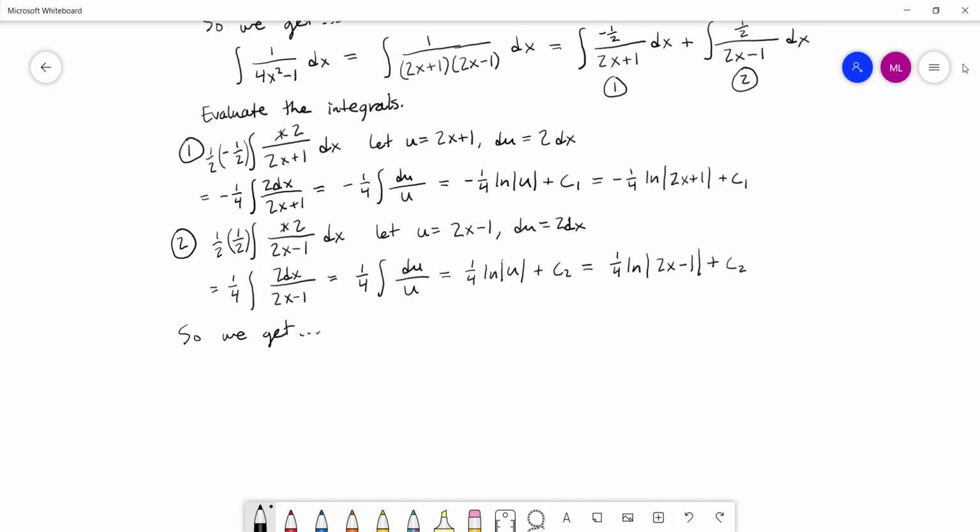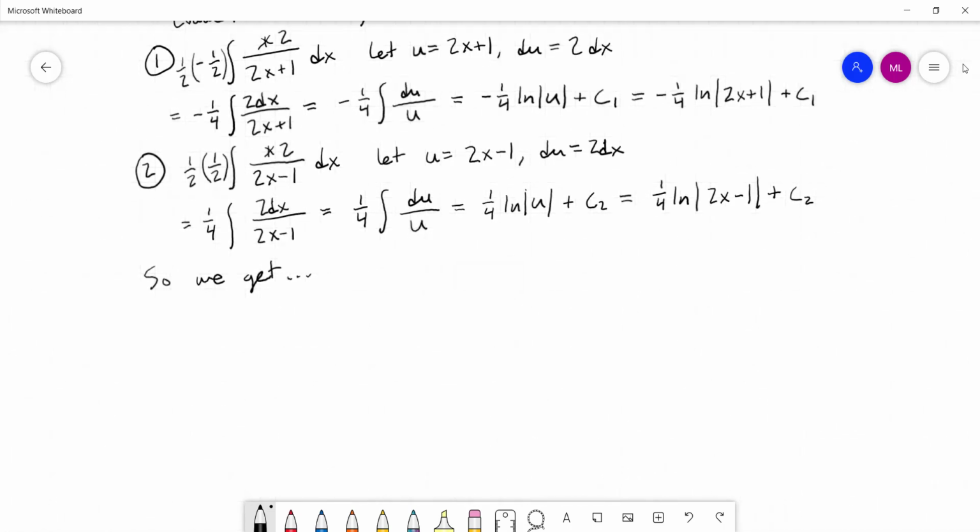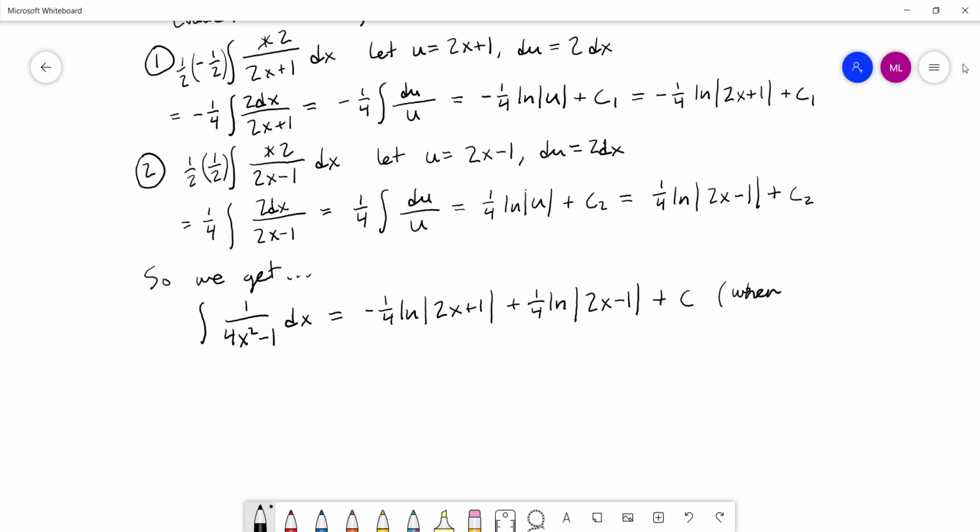So we get, for our final result, and we can leave the 1/4 in there, we could pull it out, but we get the integral of 1 over 4x squared minus 1 dx is equal to negative 1/4 the natural log of the absolute value of 2x plus 1, plus 1/4 times the natural log of the absolute value of 2x minus 1, plus some new constant that I'll just call c, just to be clear, where c is equal to c1 plus c2.